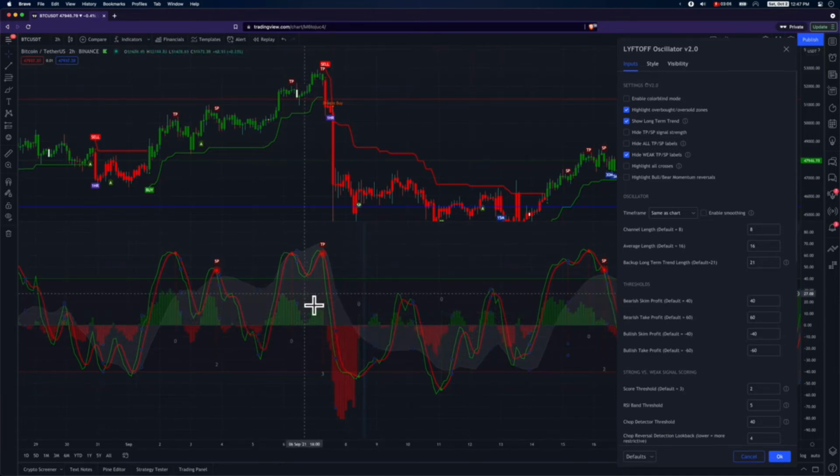I would not suggest following this as a single signal. It's important that traders always consider the totality of the chart and all LYFTOFF indicators and price action when making trading decisions. That's it for scoring.